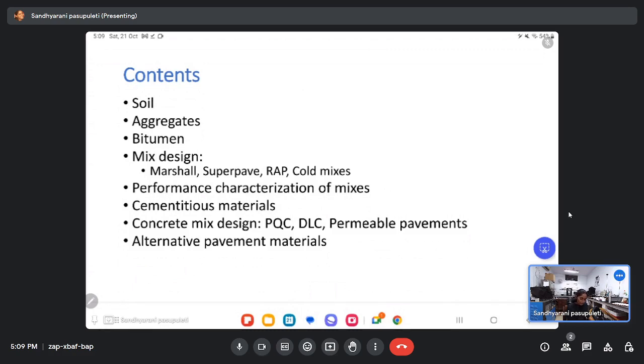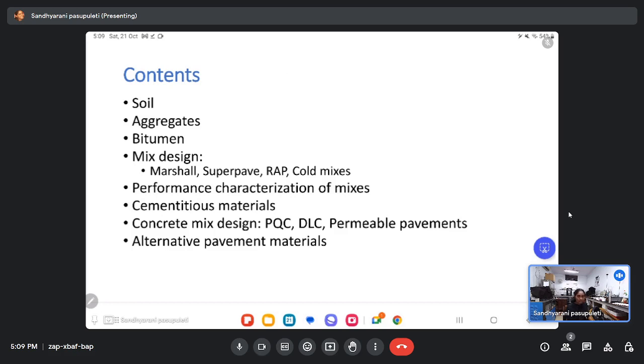Thereafter, we followed with the mix design of bituminous mixtures, where we have studied the Marshall mix design, Superpave mix design. Then we also have studied the reclaimed asphalt pavement materials mix design. Then how to do the mix design. Followed by that, we characterize these materials as per the performance requirement. This is as far as the bituminous mixtures are concerned.